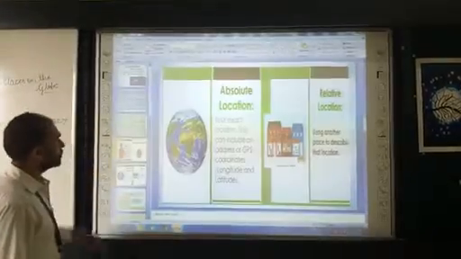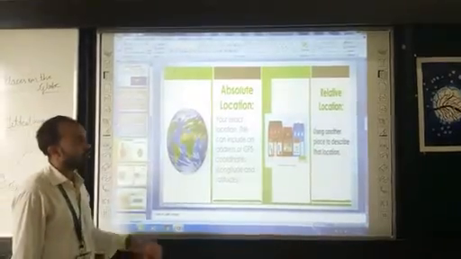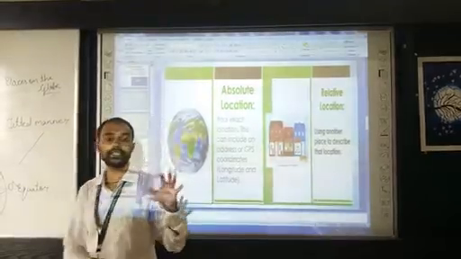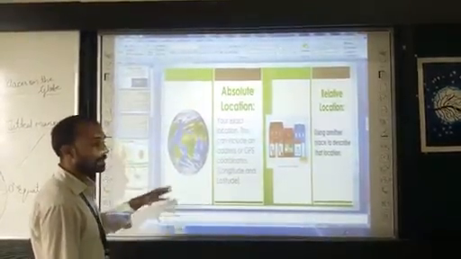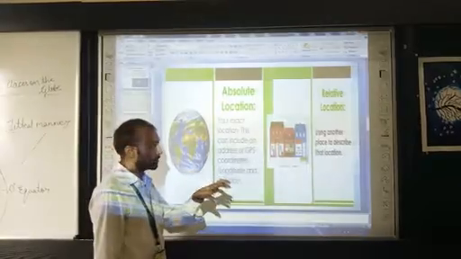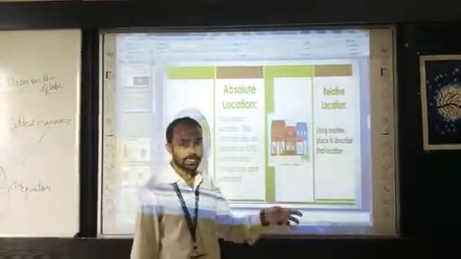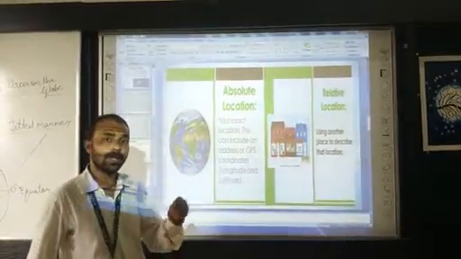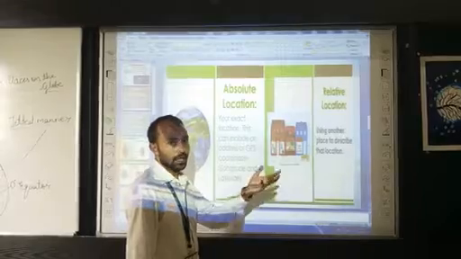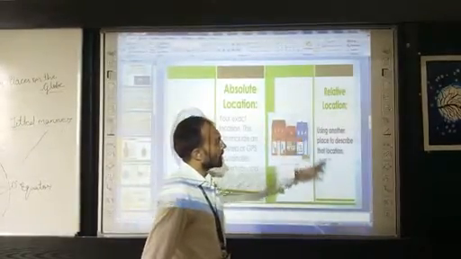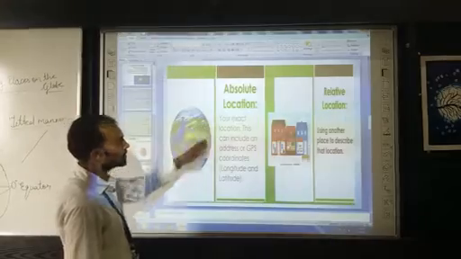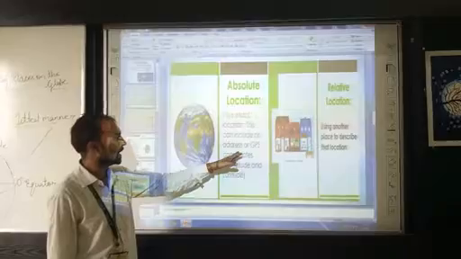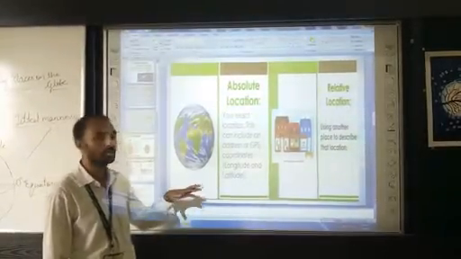The relative location is using another place to describe that location, which I told you is a kind of landmark. Suppose you are visiting a place, then just for finding that particular place you require the nearest landmark. That landmark is called your relative location. Whereas the absolute location is the exact location, and this can include an address or GPS coordinates, longitude or latitude.